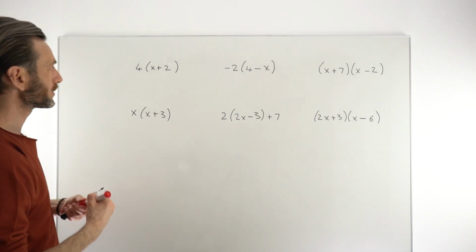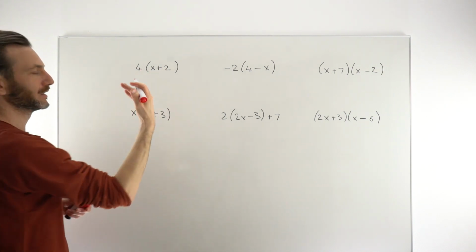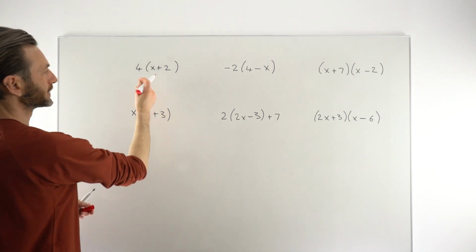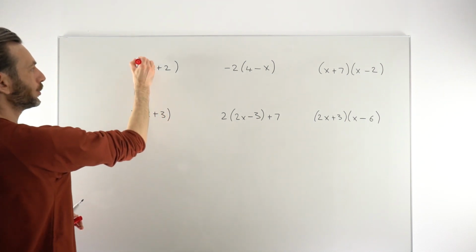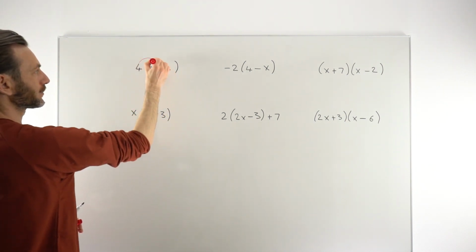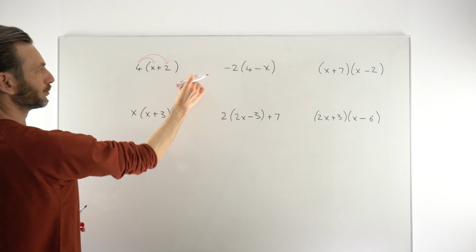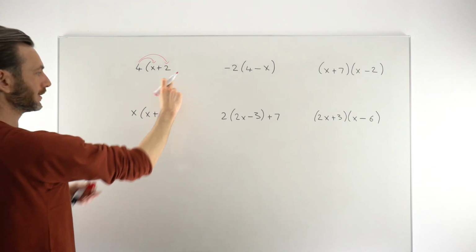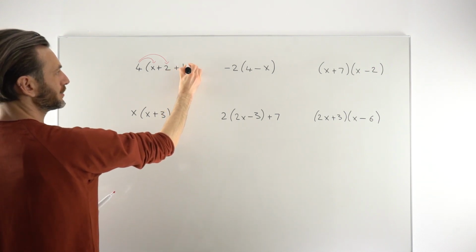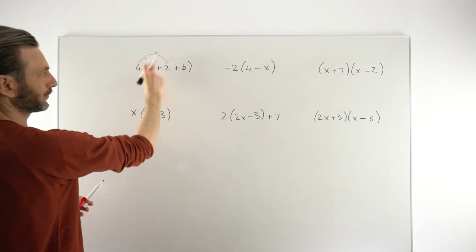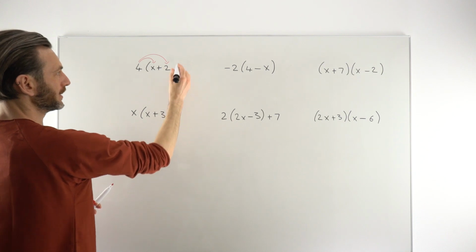If you've never done this before, then it basically works like this. So 4 sitting in front of a bracket means 4 times that bracket. And when we remove the bracket by multiplying out the bracket, expanding the bracket, we just multiply the 4 to the x, and we also multiply the 4 to the 2. If the bracket had more terms in it, like say a plus b or an a or some other variable, then we would just multiply the 4 to that term as well. So you multiply the number outside to everything that's inside.